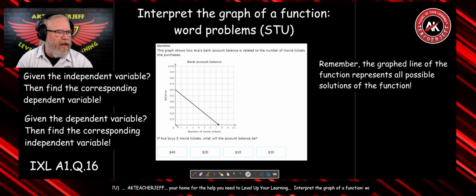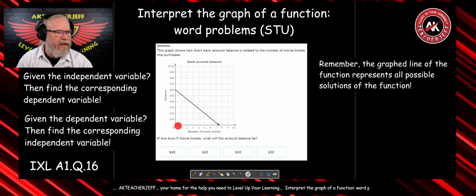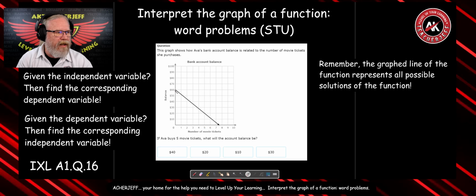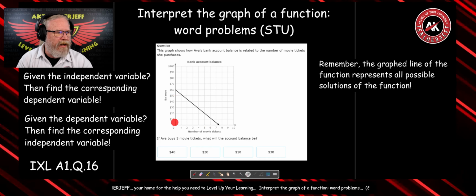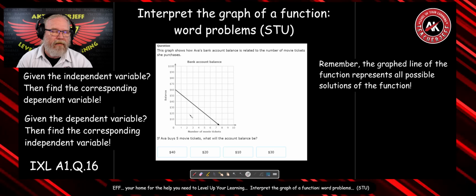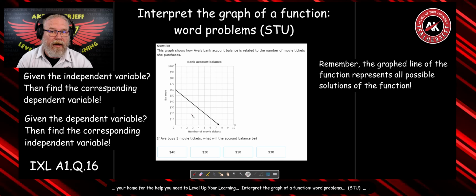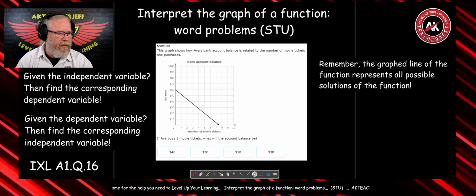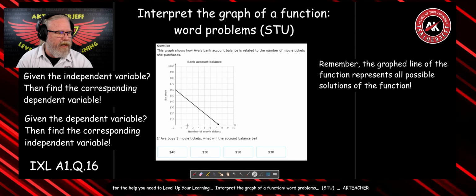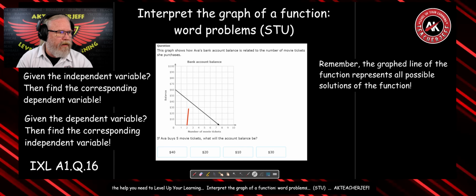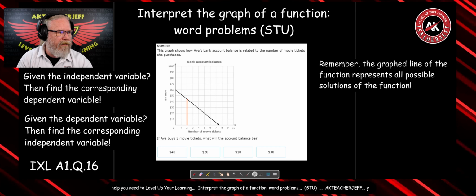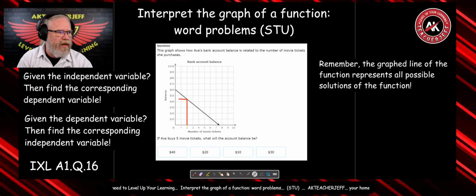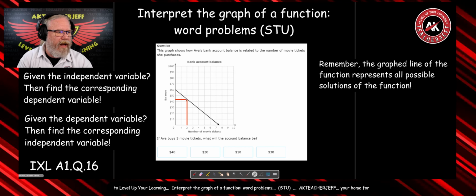She starts with $60 when she's bought no tickets, and as the number of tickets that she purchases increases, the balance in her bank account goes down. That makes sense. The more tickets you buy, the less money that you have. Let's look at some examples here. After she buys 2 tickets, we go up and find the line of the function, and then we go over and see what value it has at that point.